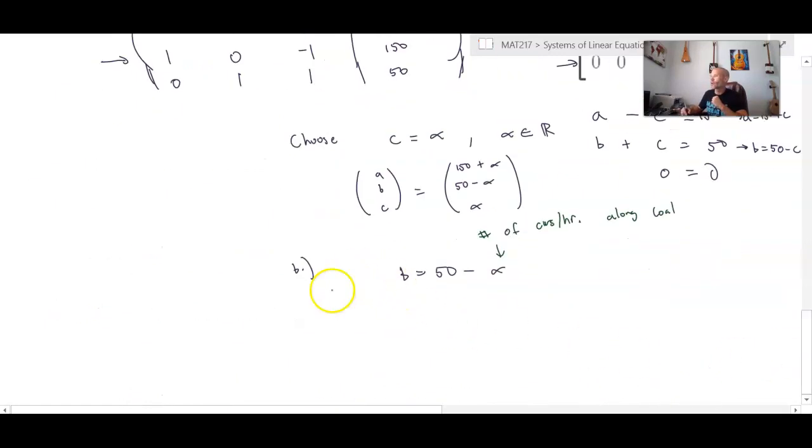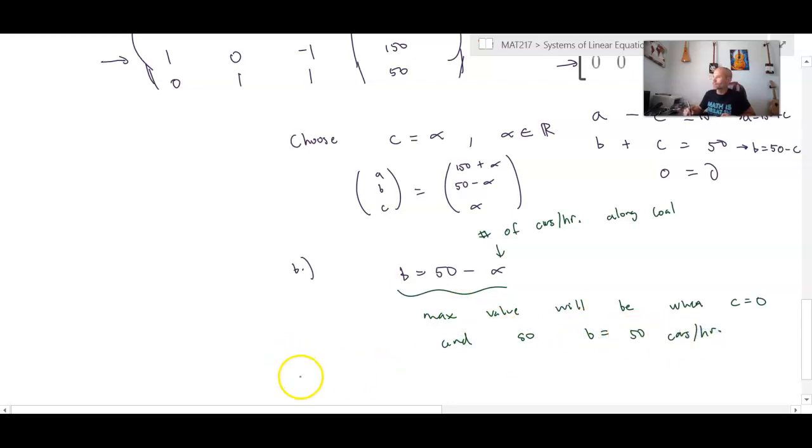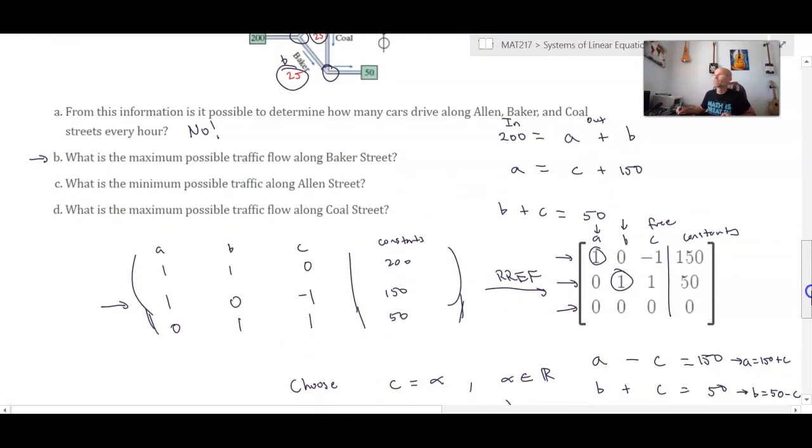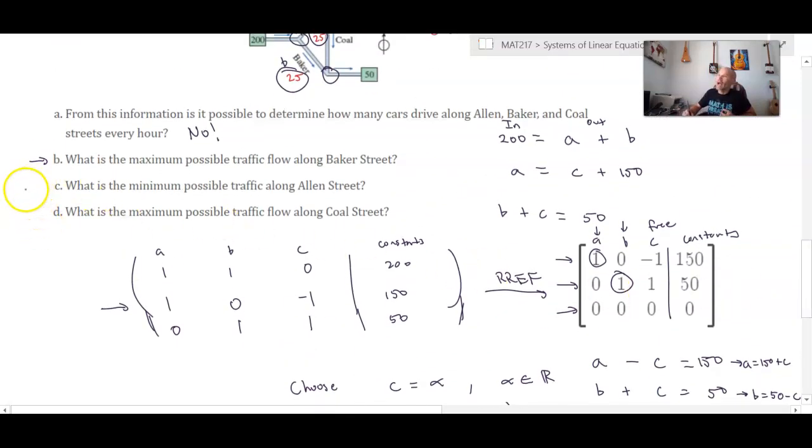So we can kind of do it intuitively, but we can see that the max value will be when C equals 0, and so B will equal 50 cars per hour. And I think we've kind of answered question C. What is the minimum possible traffic along Allen Street?